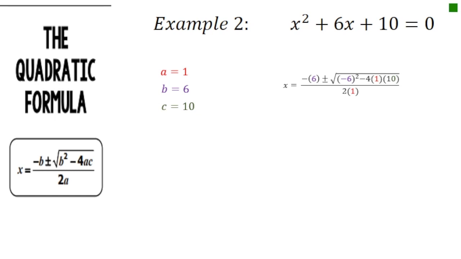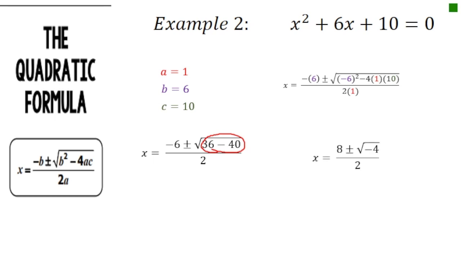Now let's simplify. The negative times 6, -1 times 6, will be a -6. The inside we get 36, that's -6 squared, and then we get 40, that's -4 times 1 times 10, divided by 2. Pause here if you need to. Next thing we need to do is 36 minus 40, and we get a -4 underneath the radical sign.